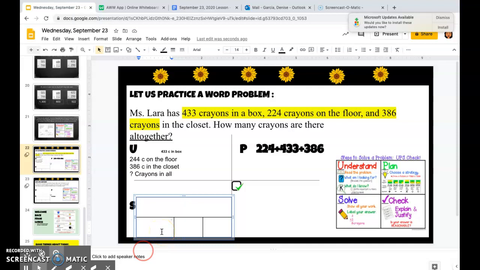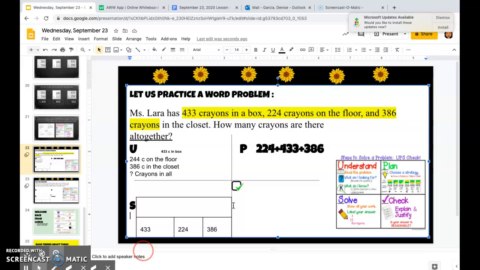So let's write down the ones that are in the box. Well, 433. We have 224. And then we have 386. Once these numbers come together, if I were to take these little lines, notice that they'll be the same shape and the same size as the whole. So now let's add them up. Go ahead and add them all together. Pause the video and add these numbers all together.